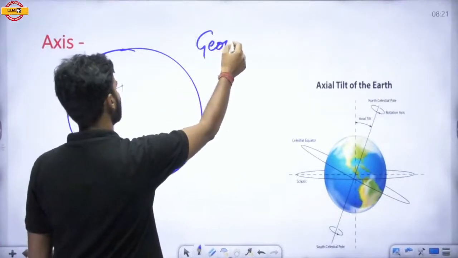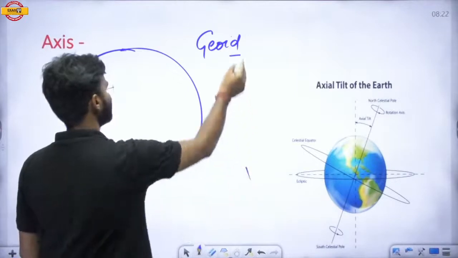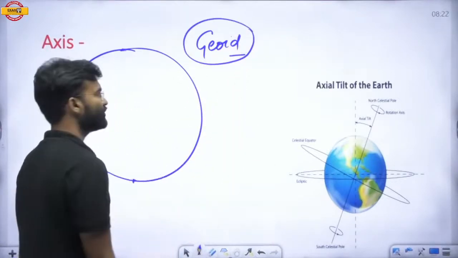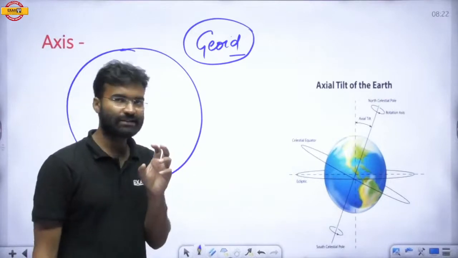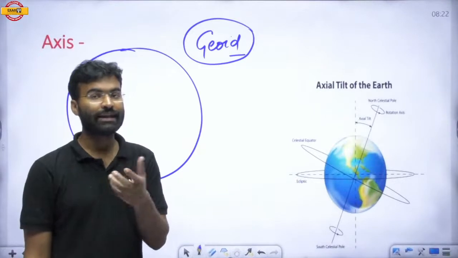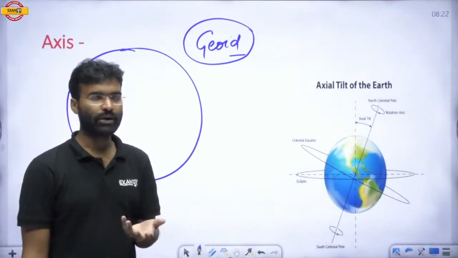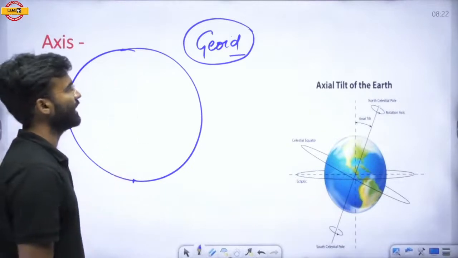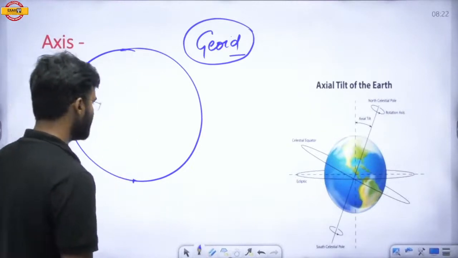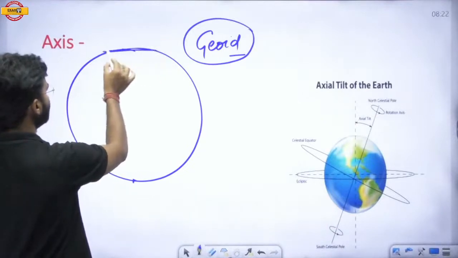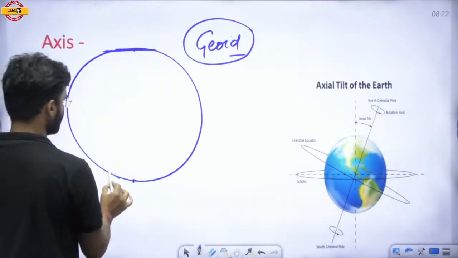The name of the shape of the Earth is called the geoid. The meaning of geoid is a shape which is like the Earth. So the shape of Earth is technically named the geoid shape. And what is the meaning of the geoid shape? It means the Earth is flattened at the poles.